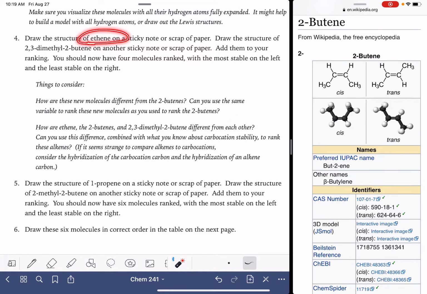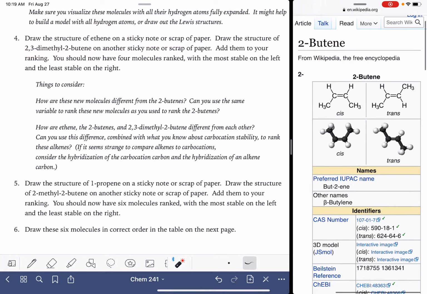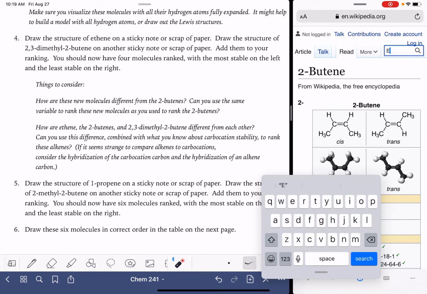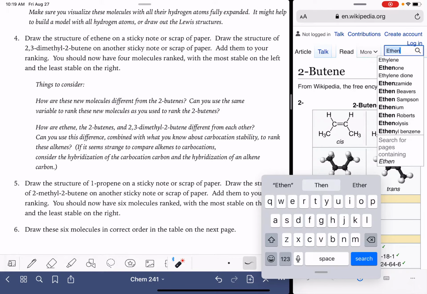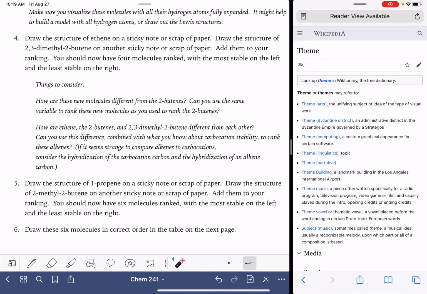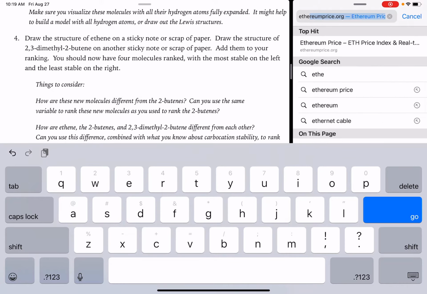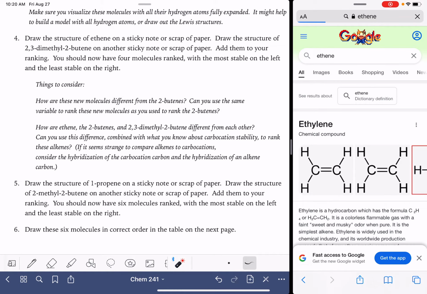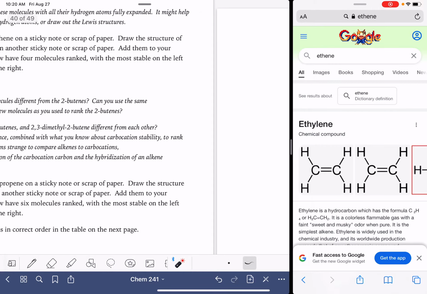Next, it wants us to look at ethene and 2,3-dimethyl-2-butene. So we're going to just continue to use Wikipedia here. I'm going to enter in ethene and see what that little guy looks like. Oh, it auto-corrected me. So I'm going to try again. Ethene, we can see it's a 2-carbon alkene.